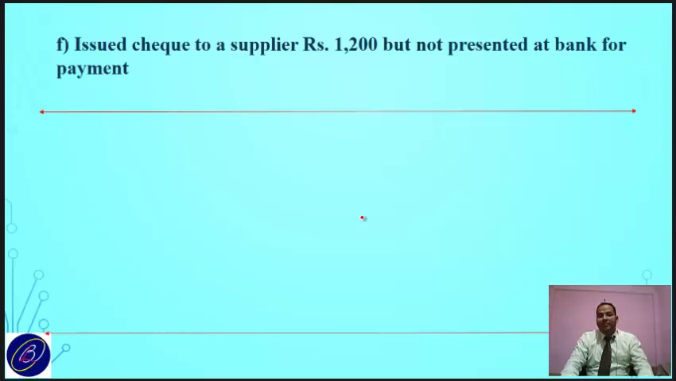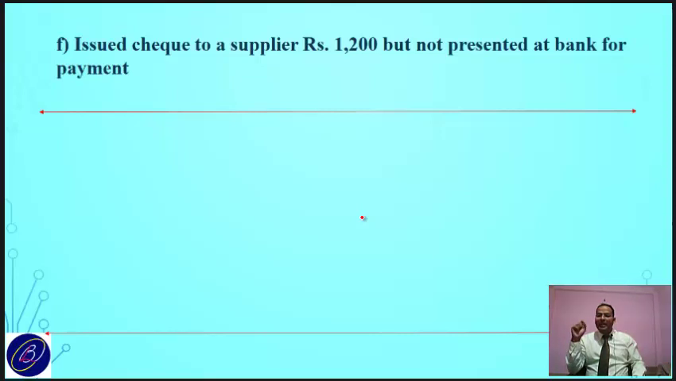Now what does it mean? You have issued a check. It means that you have written a check and you have given it to the supplier. Now what the supplier should have done? The supplier should have shown it to the bank so that he will get the payment. And as you have already issued the check, you feel that your bank account has been reduced. It's your expectation. But the supplier did not present it at the bank.